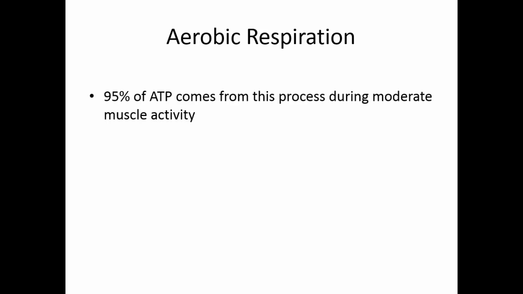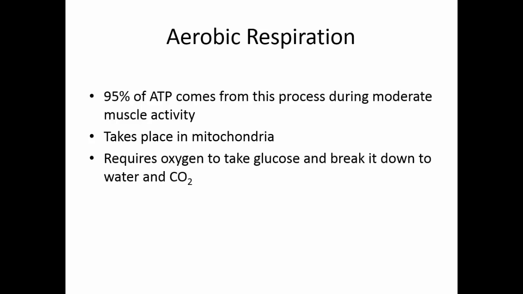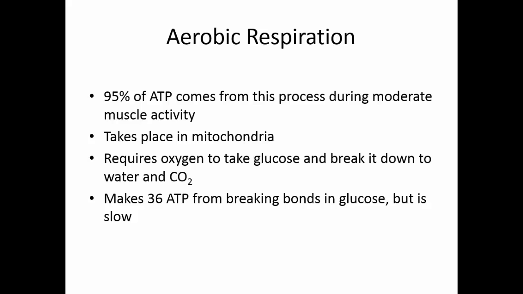Aerobic respiration will get 95% of the ATP out of a glucose molecule. This is the process we use during moderate muscle activity. Aerobic respiration takes place in the mitochondria, so muscle cells have more mitochondria than many other cells. It also requires oxygen. This takes the glucose and breaks it down to water and carbon dioxide. It also makes about 36 ATP from breaking the bonds in the glucose, but because there are so many reactions involved here, it's a slower process. However, the amount of ATP we get allows the muscles to contract for a long period of time.